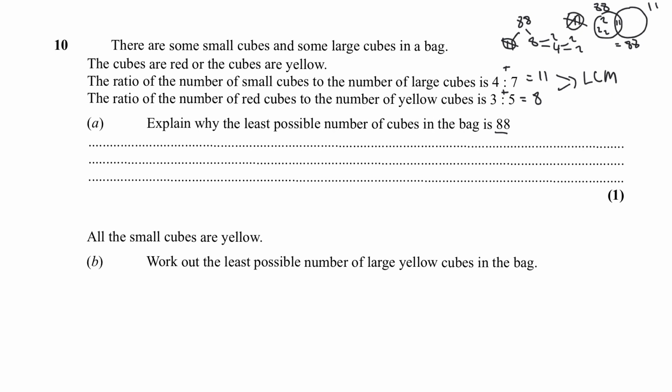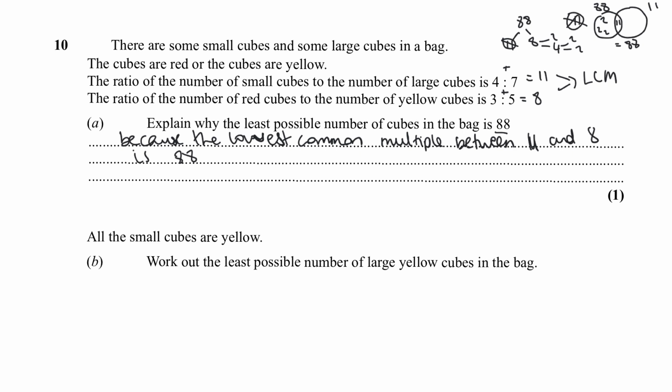So it's simply because the lowest common multiple between 11 and 8 is 88. So it says that all the small cubes are yellow. So it wants us to work out the least possible number of large cubes in the bag.